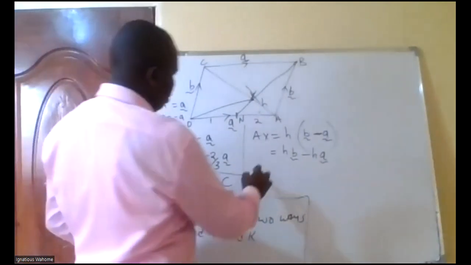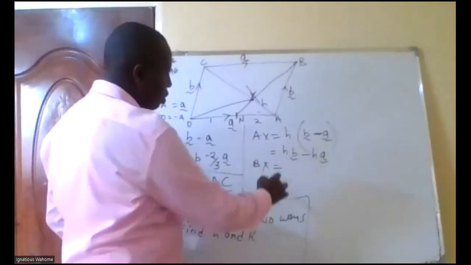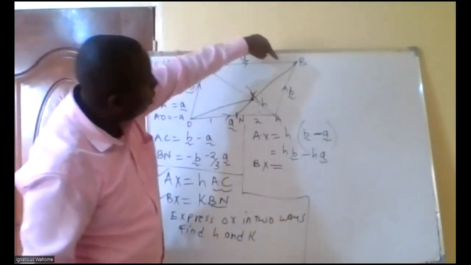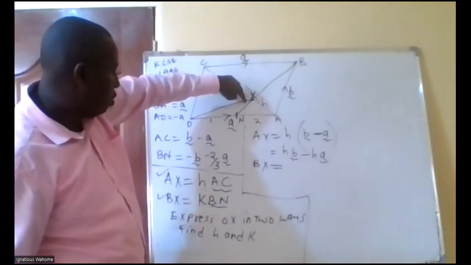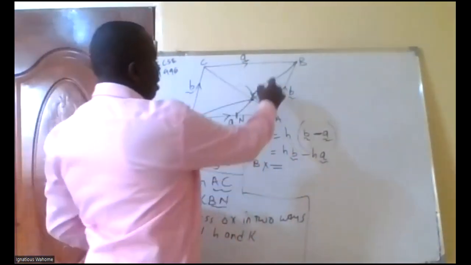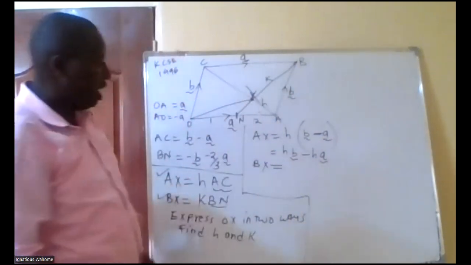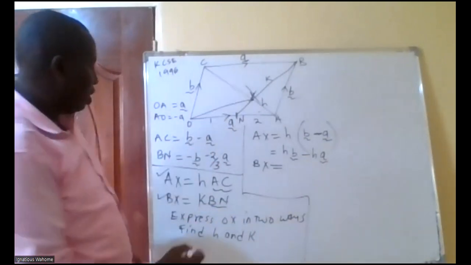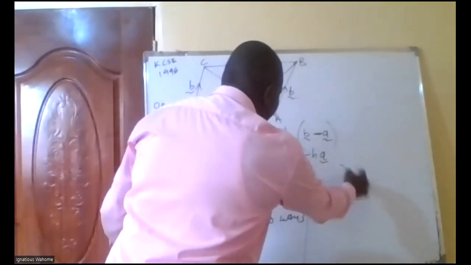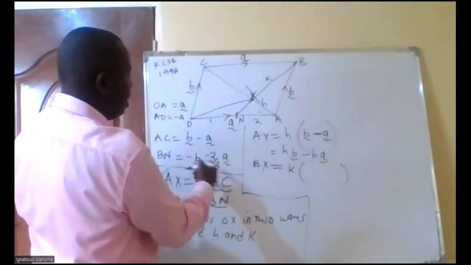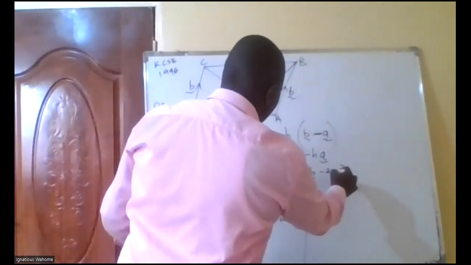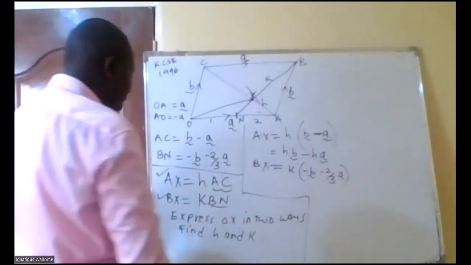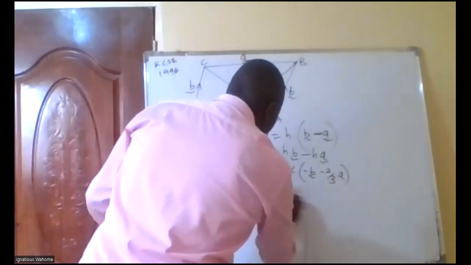Then go to BX. What is our BX now? Check the diagram. BX is equal to k BN, meaning BX is a fraction of BN. So k BN. Where is your BN? We had it here: minus b plus 2 over 3 of a. You work out that.